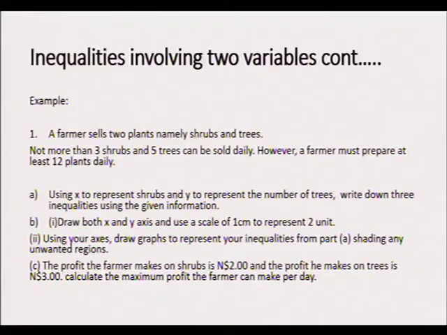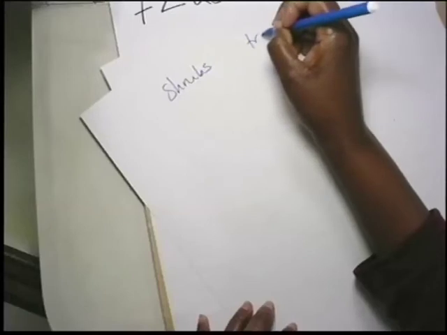All right, let's look at the example, and you should know that one. Of course, they are very, very much important. A farmer sells two plants, namely shrubs and trees. So then a farmer sells shrubs and trees.